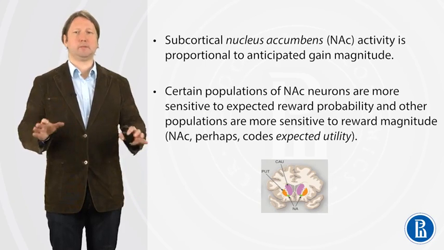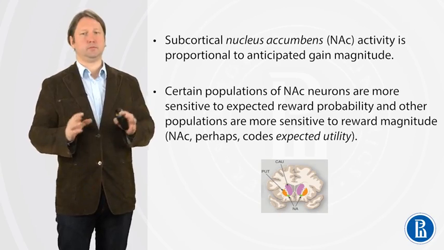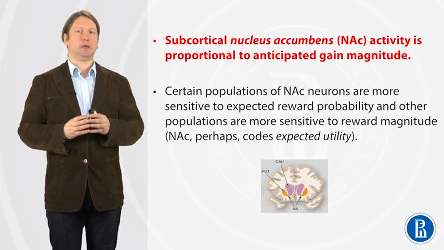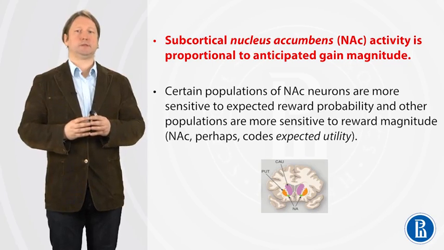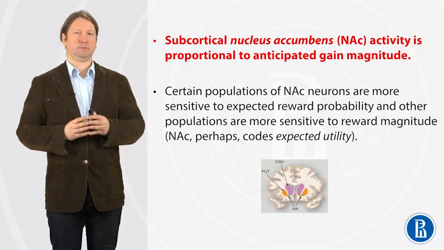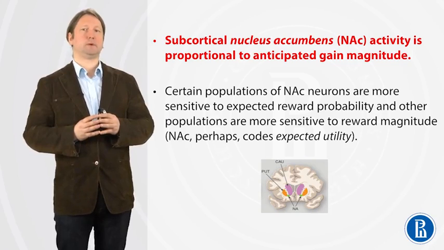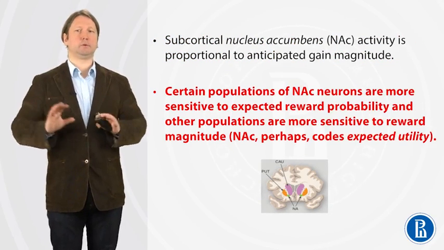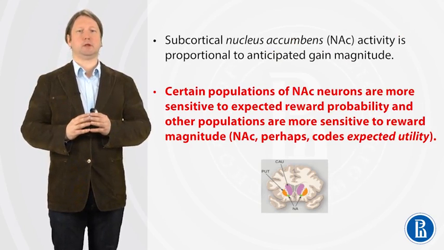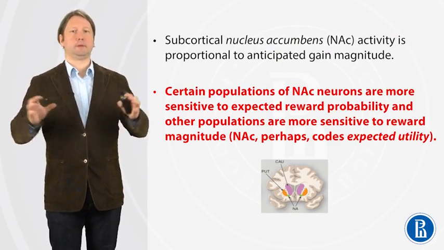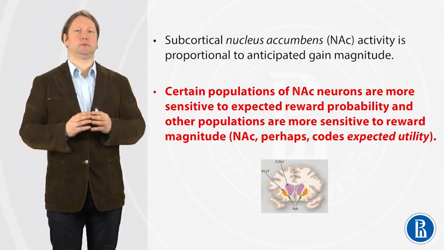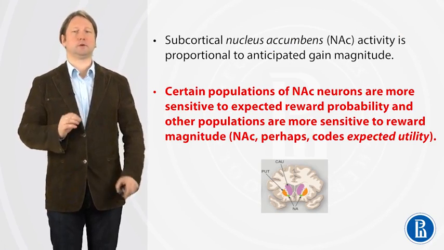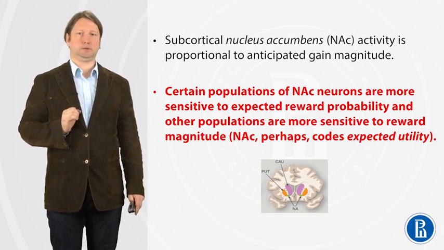So we can summarize this idea in two important points. The ventral striatum or nucleus accumbens is active during the anticipation of the reward, and the activity of the nucleus accumbens is proportional to the anticipated gain magnitude. It looks like different neuronal populations inside the nucleus accumbens are processing the probabilities of outcomes, and other populations are sensitive to the reward magnitudes. So it looks like the nucleus accumbens codes the expected utility.